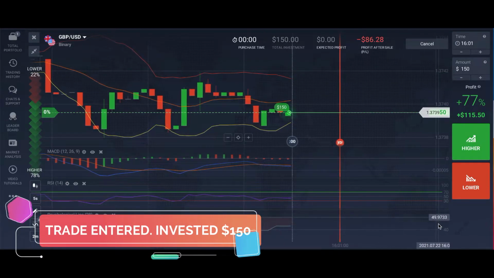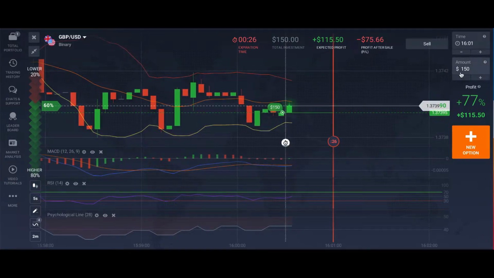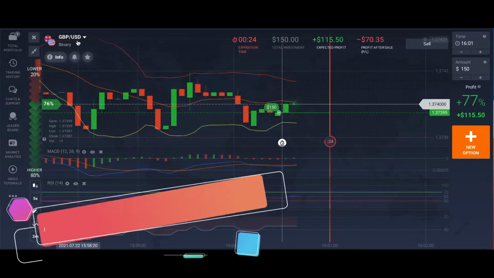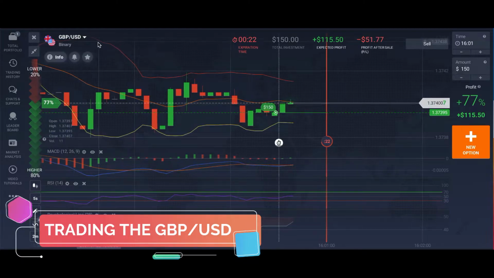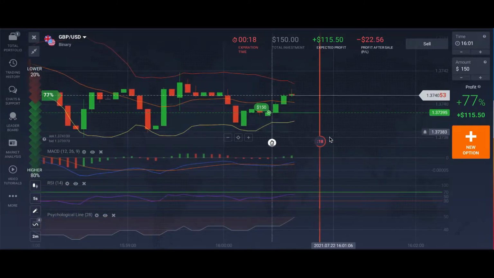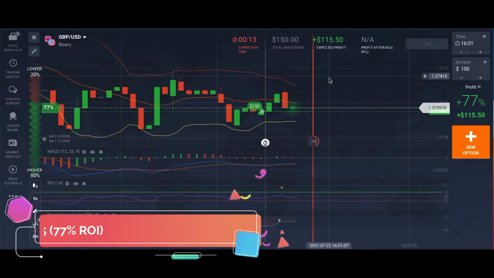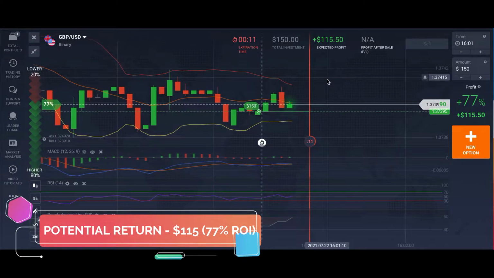All right, now while I'm talking, I've just gone ahead and entered into the trade. So I've put in $150. I'm trading the GBP USD, the British Pound US dollar, and as you can see here, in 30 seconds I'm going to be standing to make $115 if things go my way, which let's see if it does.